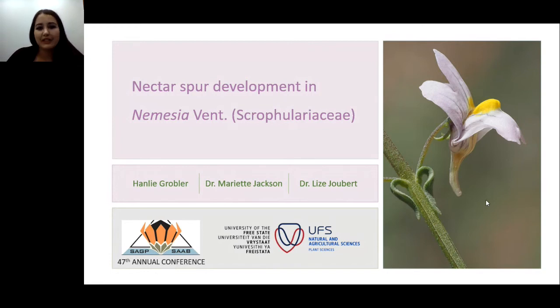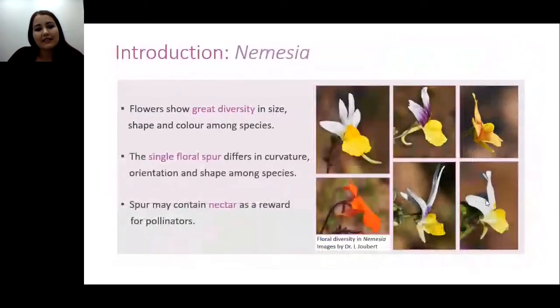Just a brief introduction to Nemesia. The flowers show great diversity in size, shape, and color among the different species. And the single floral spur differs in curvature, orientation, and shape among species. The spur may contain nectar as a reward for visiting pollinators.